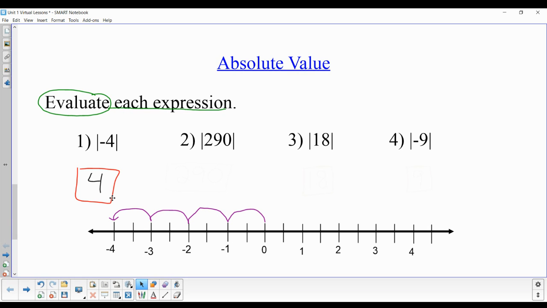Now, the problem is that when you go to find the absolute value of 290, you don't want to have to make a number line that is 290 long. So, in essence, a number's distance from 0 is always just the number. So when you do number one, the distance for -4 from 0 is just the 4. The distance for 290 from 0 on the number line is just 290.